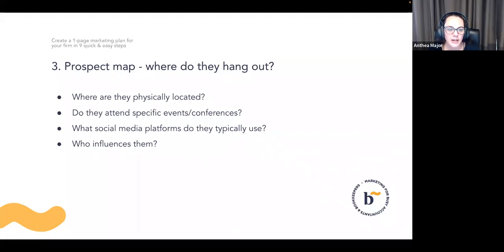And where can you find their contact details? Sometimes there's online directories. I'm thinking like trades directories for our local area and stuff like that. There might be others for your industry or for your niche as well. So just think about how you might be able to find information about them.